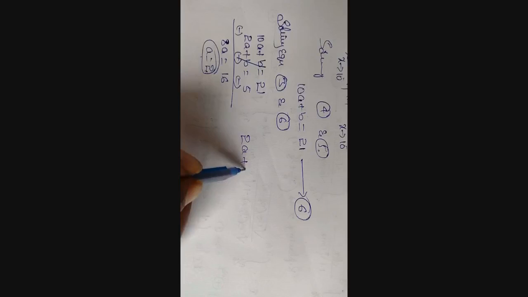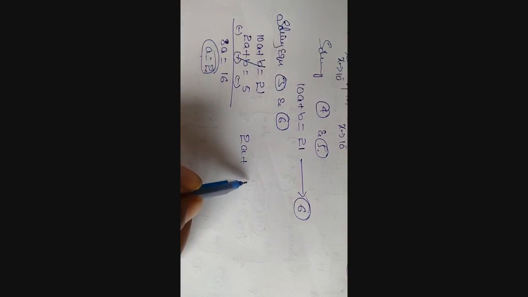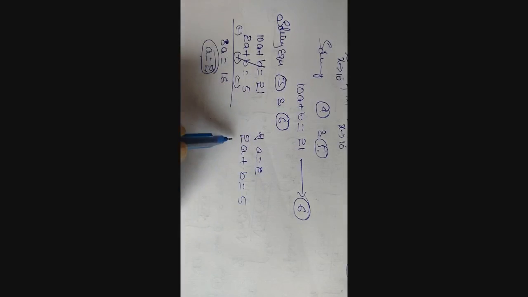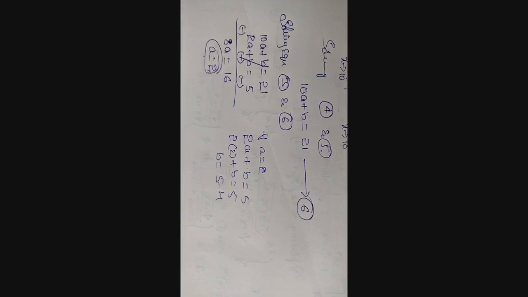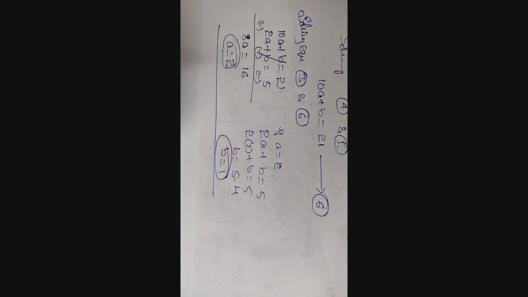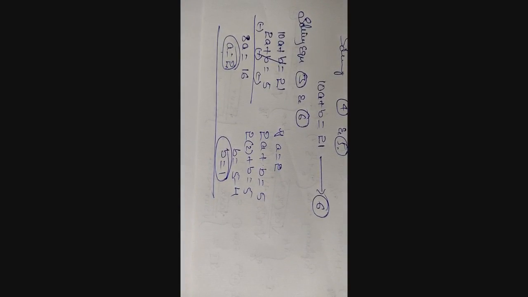If a is equal to 2, what about the b value? Substitute a either in 10a plus b, either in 3 or 6. 2a plus b is equal to 5. If a is equal to 2, then 2 into 2 plus b is equal to 5. b is equal to 5 minus 4. Then b is equal to 1. So these are the values of a and b. Clear?